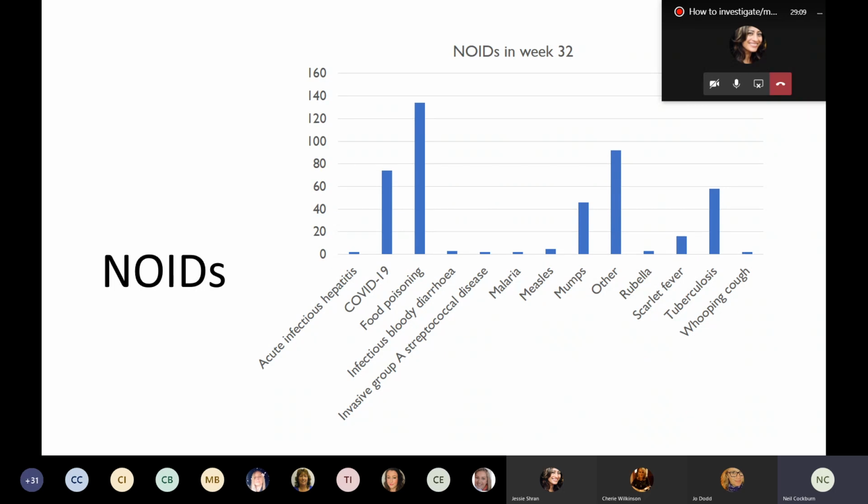So all these notifications of infectious diseases, they go to public health protection teams, who then work up that particular situation. So, for example, if there's a suspected food poisoning, they might go and investigate it as an outbreak to find where it came from and if there's a risk of it happening again. And so that's a part.